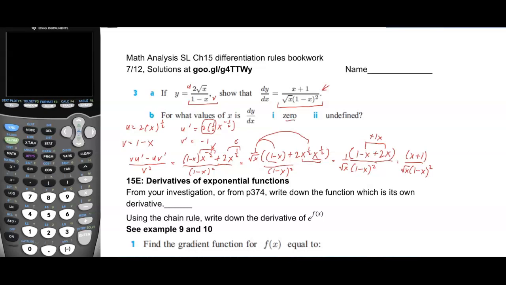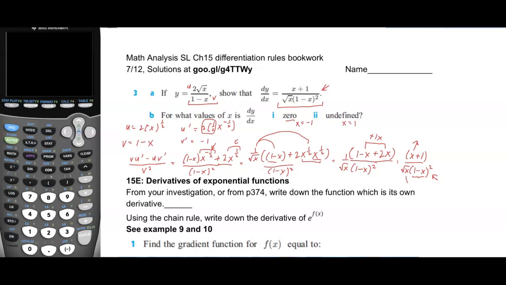So when is this derivative 0? It's 0 when the top is 0, so that would be when x is equal to negative 1. For what values of x is the derivative undefined? That would mean whenever the denominator is 0. So one of the possibilities is when 1 minus x is 0. 1 minus x is 0 when x is equal to 1. So x equals 1 is one possibility.